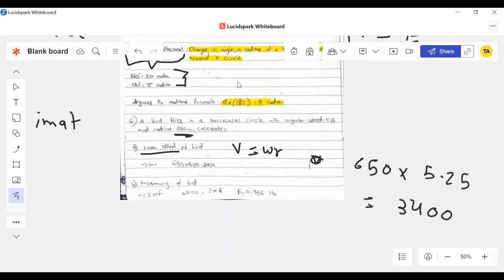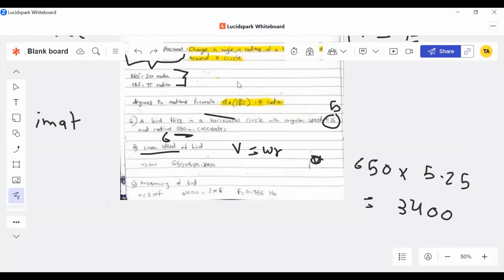So not this type of question, but this is a general way they could give you easier numbers. Instead of 5.25, they can give you 5. Instead of 650, they can give you 6. So simple numbers, but the theory is difficult, not the calculation. Now, part B asks: what is the frequency of the bird?